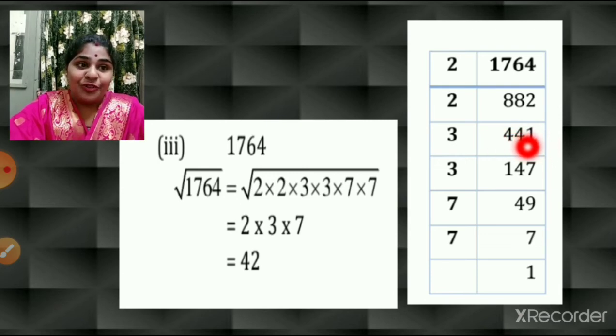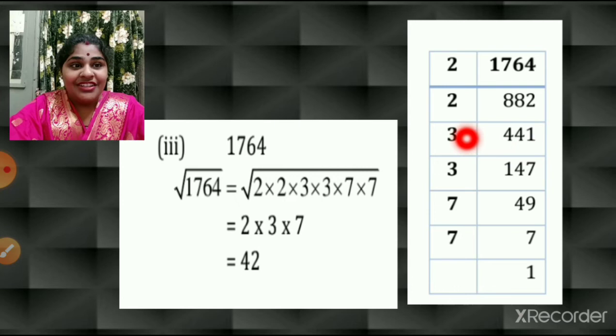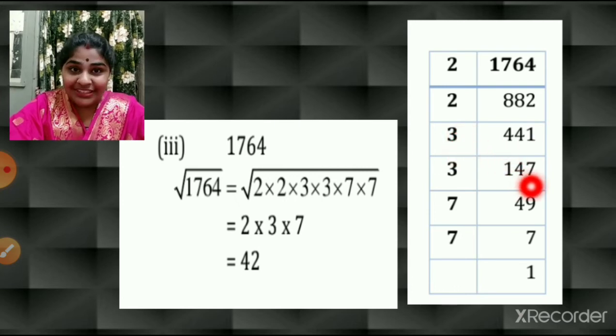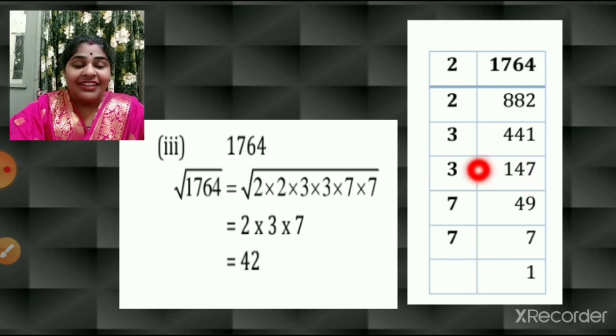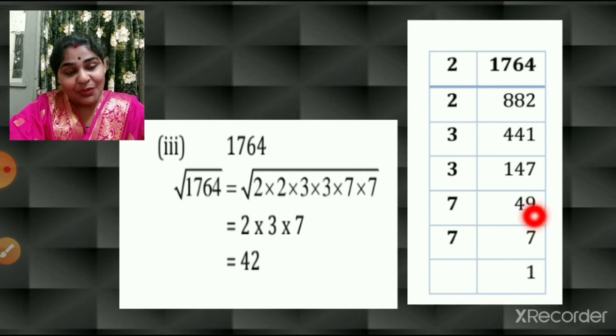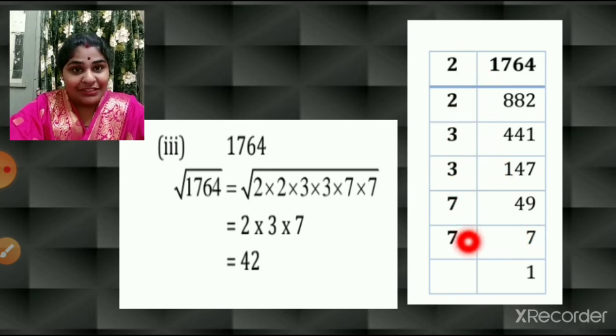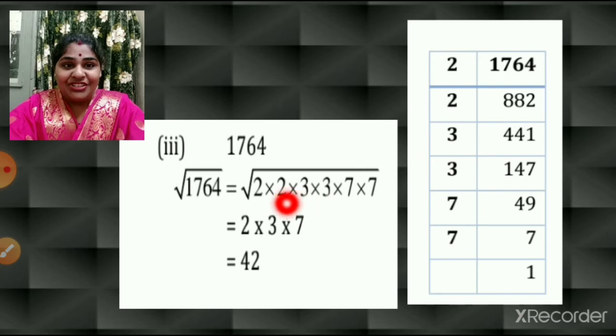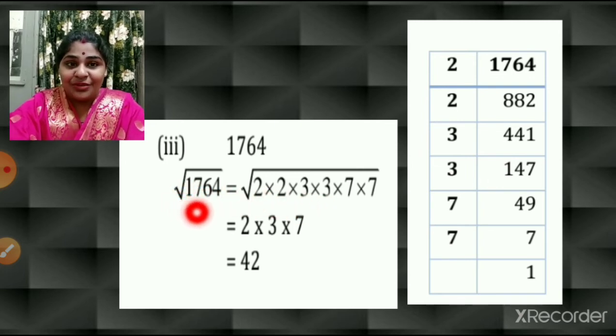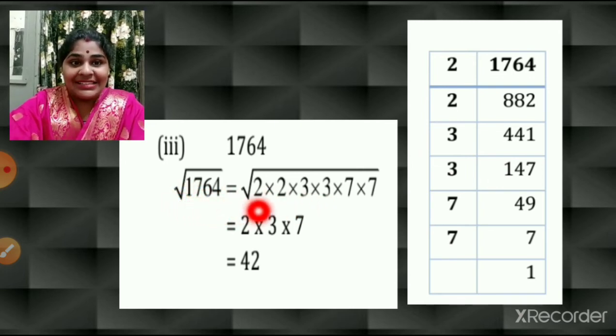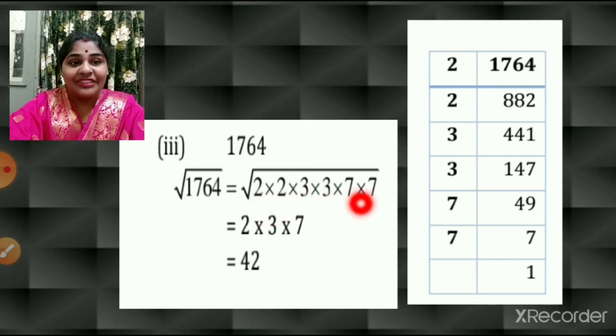So 441 is divisible by 3. So 441 divided by 3, I'll get 147. Again, using the test of divisibility, 147 divided by 3, I'll get 49. And 49, I know it's 7 square. So 7 sevens are 49 and 7 ones are 7. Once you get all the factors, now you have to arrange them. That is, the square root of 1764 is equal to the square root of 2 into 2, 3 into 3, 7 into 7.